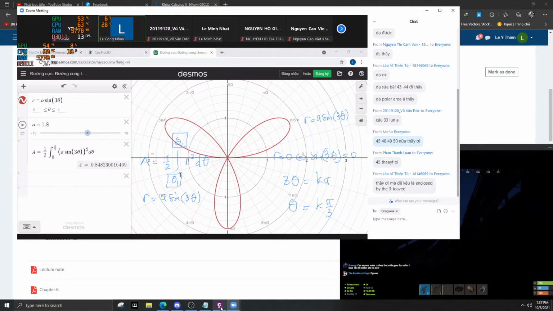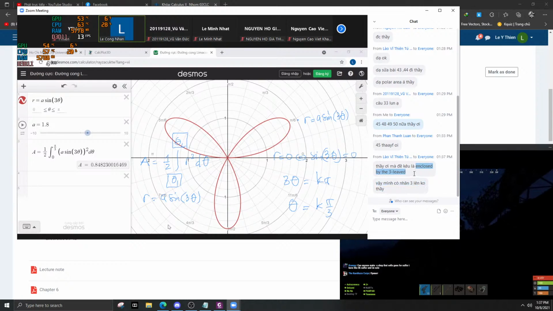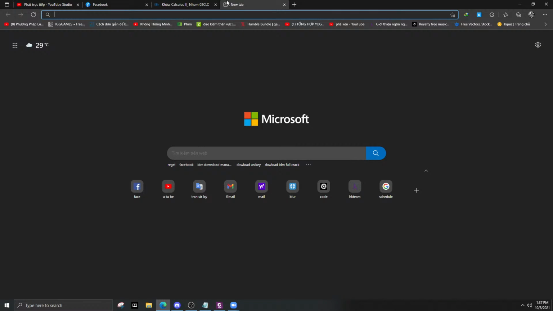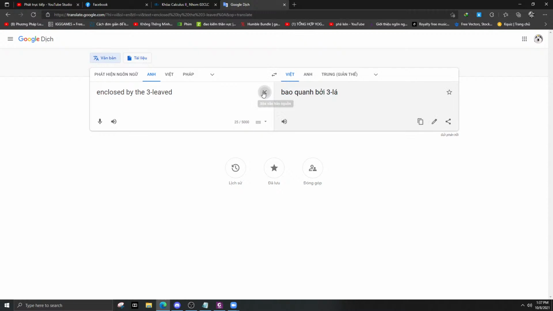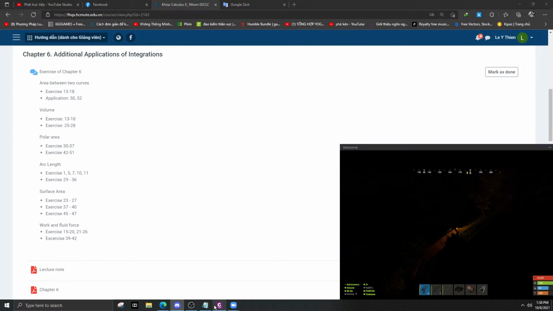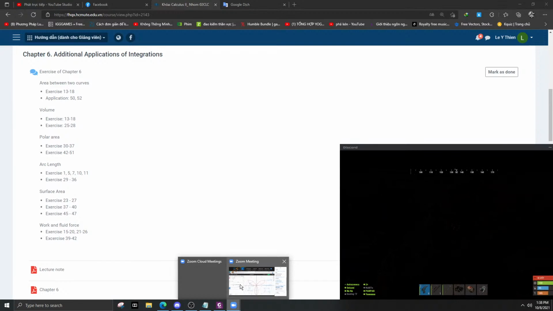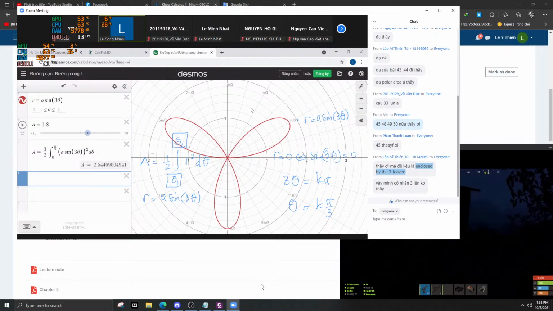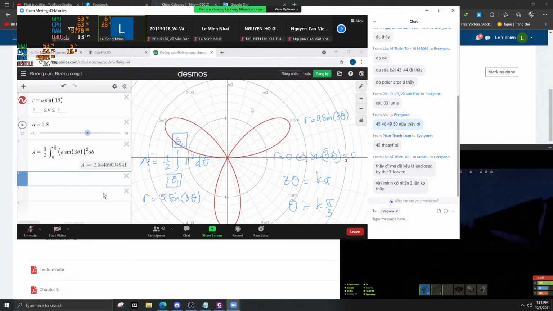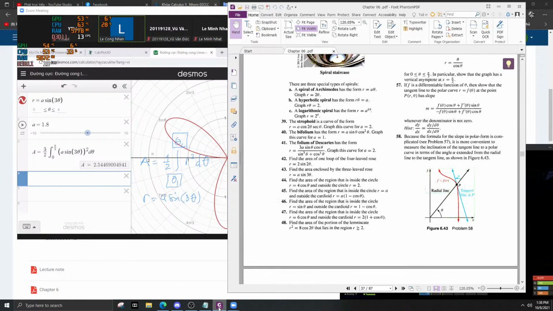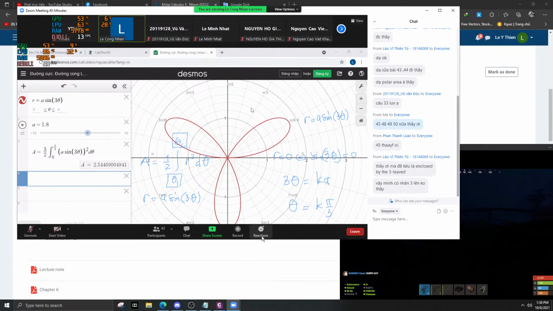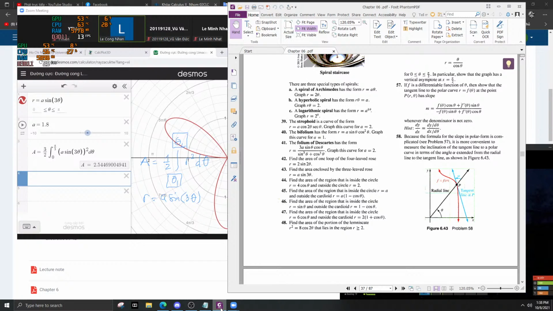Similarly, in problem 44, sorry, we multiply by 3. So we compare the area for 1 and then multiply by 3, and we get the result. In problem 44, find the area of the region that is inside the circle r equals 4 cosine theta and outside the circle r equals 2.